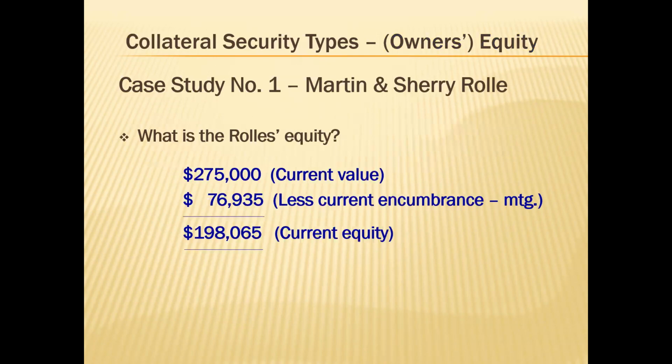So then we looked at Martin and Sherry's equity, and we said the current value of their property was $275,000. That's the current encumbrance, which is the mortgage. We weren't told of any other encumbrances. So we take the current loan balance, principal balance, from that current value, and it gives just under $200,000 in equity, which is very good equity. Okay.